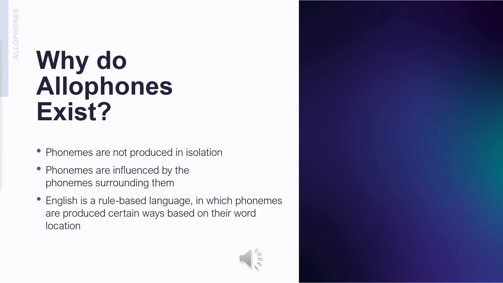Another reason for variation is because English is a rule-based language, in which phonemes vary based on where they are placed within a word. For example, a T sound at the beginning of a word can have qualitative differences than the T sound at the end of a word.